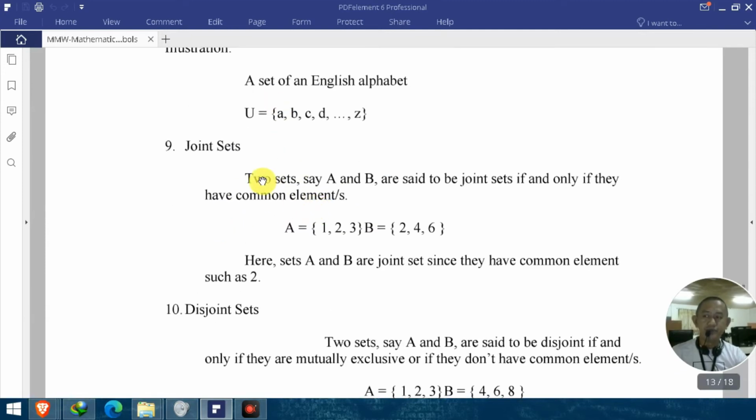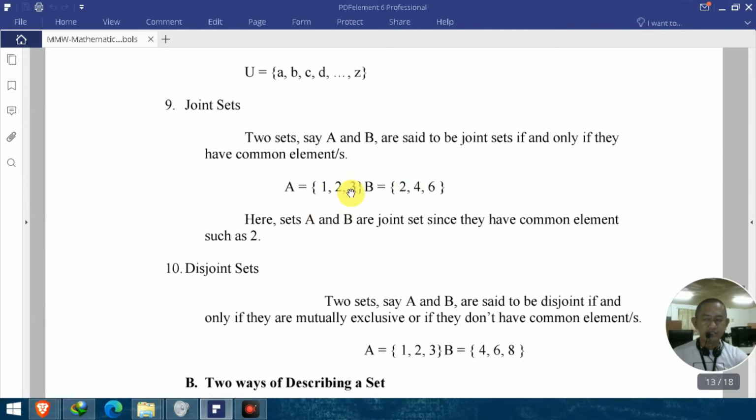Joint sets: two sets, say A and B, are said to be joint sets if and only if they have common elements. We have set A with elements 1, 2, and 3, and set B with elements 2, 4, 6. Here, A and B are joint since they have a common element, 2. So they are connected, the two sets are connected.